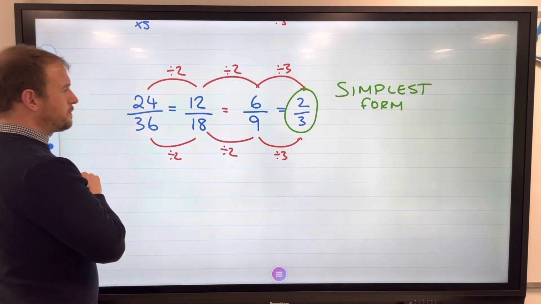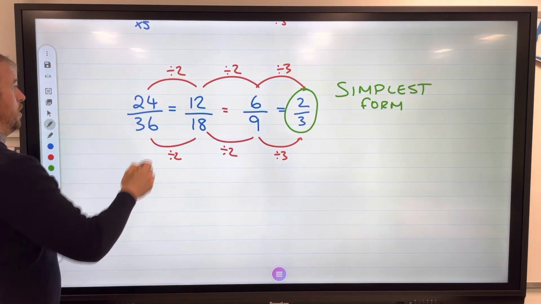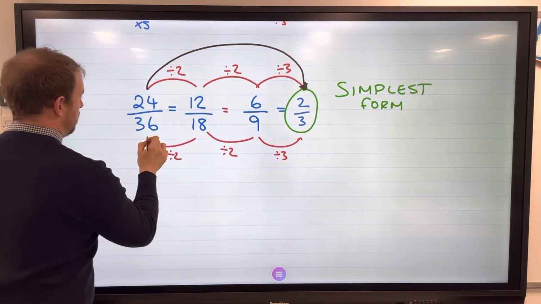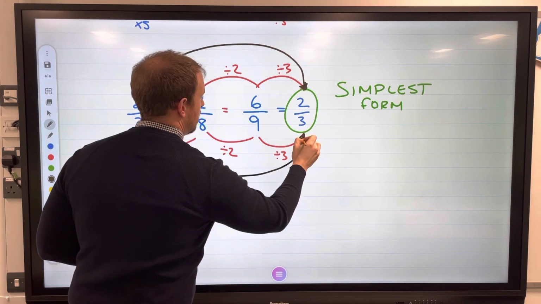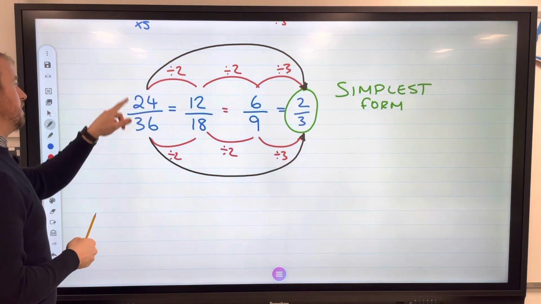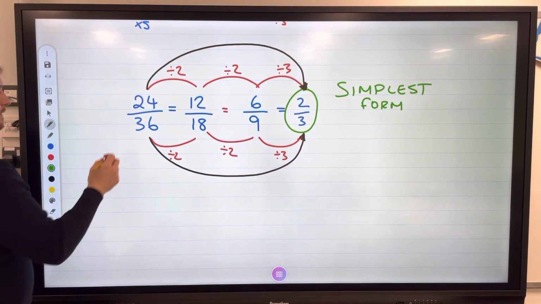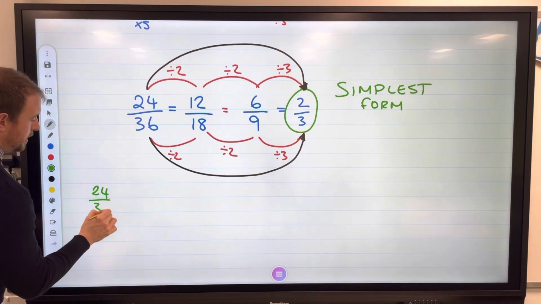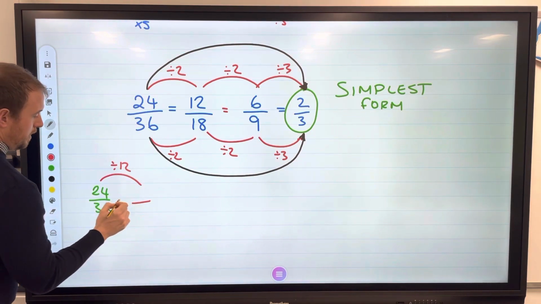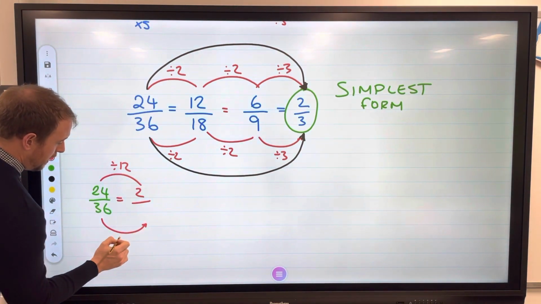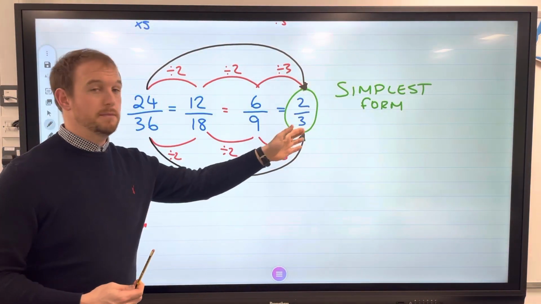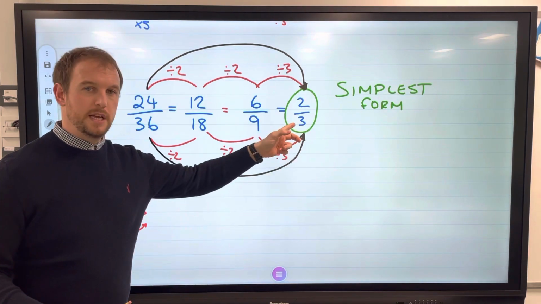So here, we could have gone straight from 24 all the way to 2 as one step. We could have gone from 36 all the way to 3. That number is 12. The highest common factor of these two is 12. So we could have just gone 24/36, choose a different colour pen, divide by 12 to make 2, and divide by 12 to make 3. But some of you may need to do a couple of steps to get there. It doesn't make a difference as long as we get there in the end.